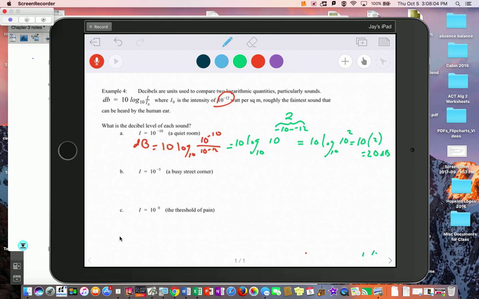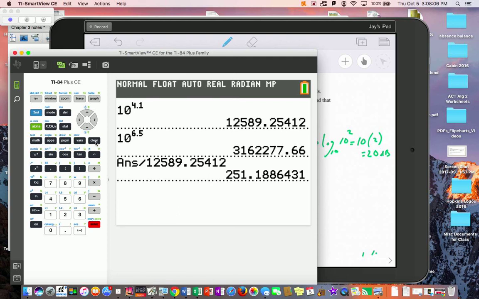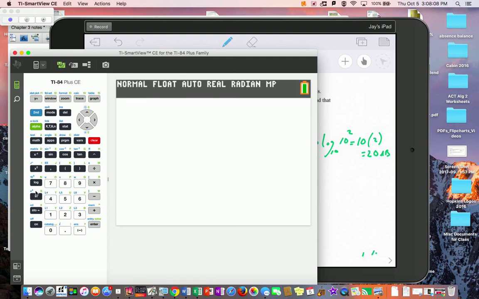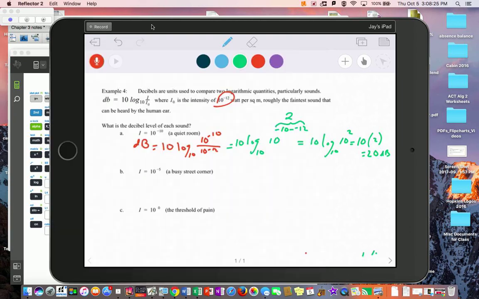If you went to your calculator and did this, we had the logarithm, which, remember, when you hit the log button, it's base 10 already. And if you type in 10 squared, you get the 2, and then when you multiply by the 10 out front, that's where I got my 20.